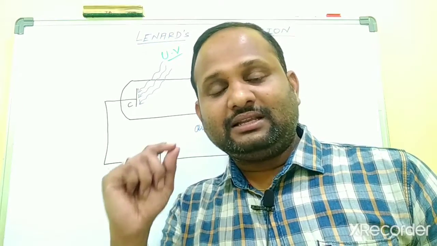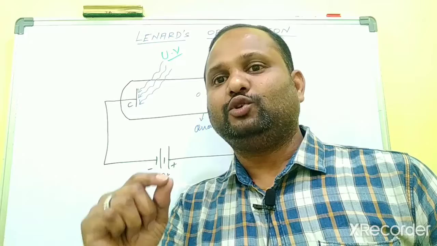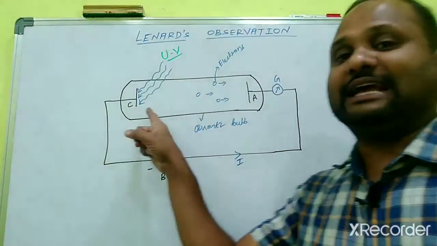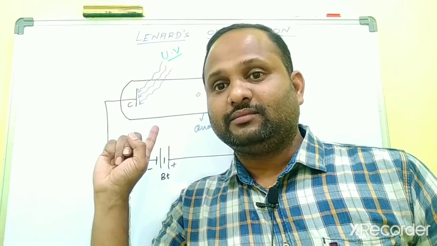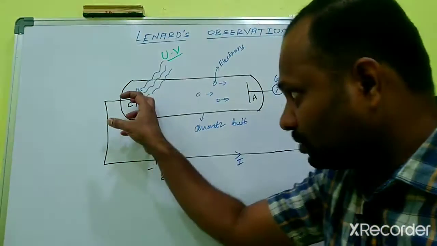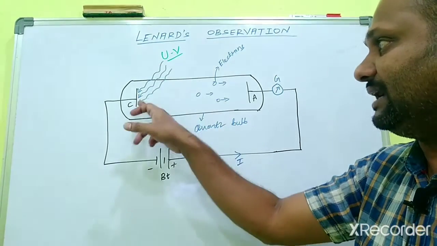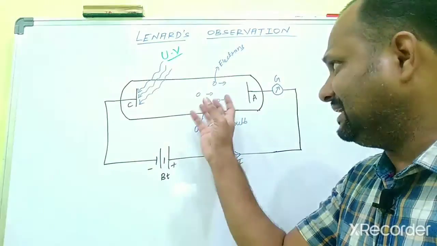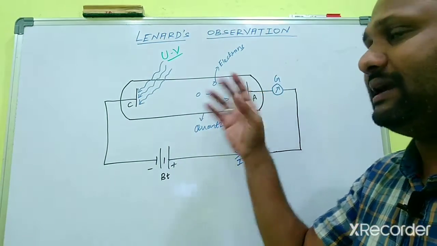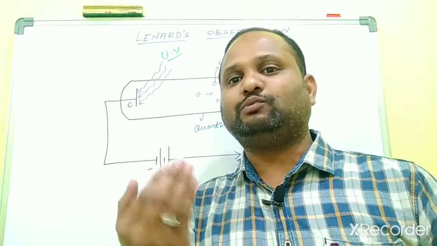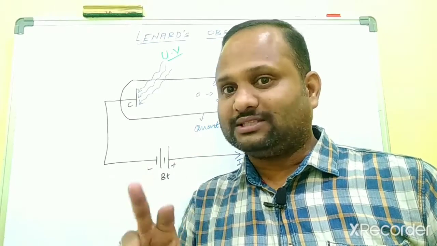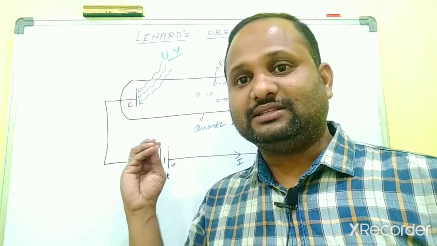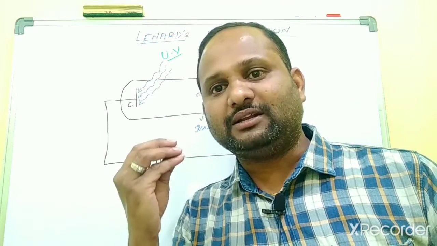When UV rays are allowed to fall only on the cathode plate, not on the anode plate, electrons are ejected. This is the UV rays, and here electrons are denoted by this symbol. These electrons reach the anode plate. Anode is a collector plate which collects the fast moving electrons. So the circuit is completed, so the current will be produced. This is one of the important observations of Lenard.